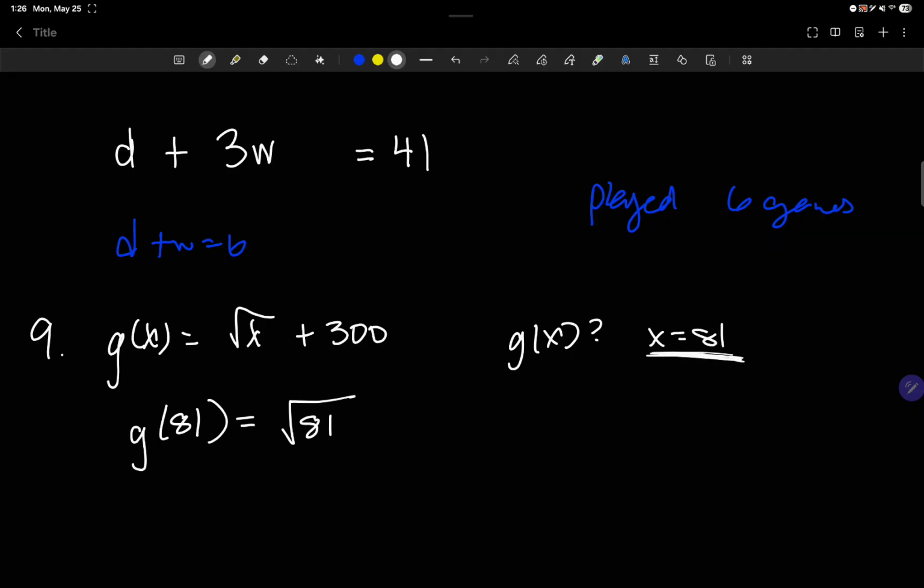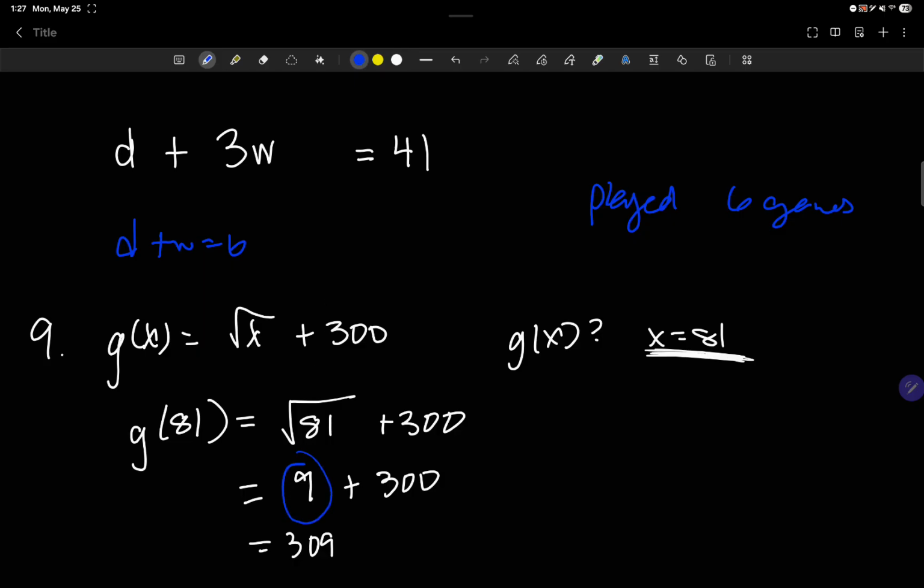So it tells us x equals 81. So we're going to find the square root of 81, and then plus 300. The square root of 81 is 9. Yep, that's exactly what I would have done. Plus 300, so 309.